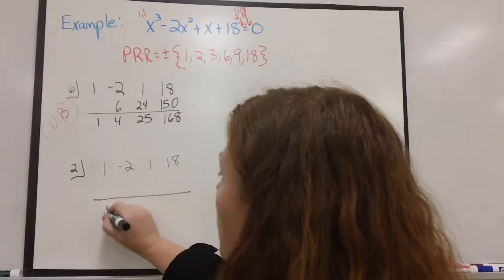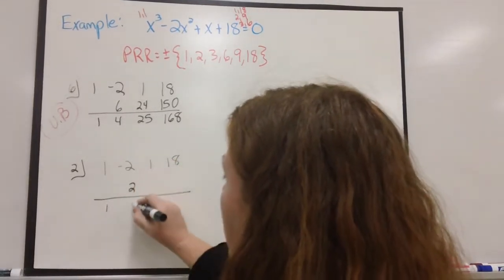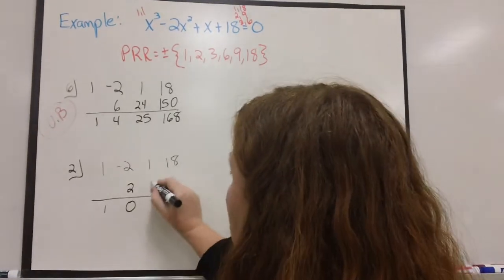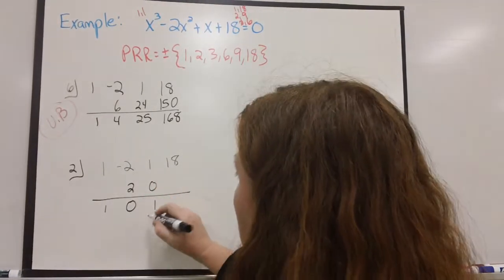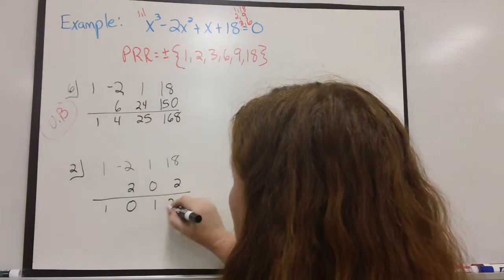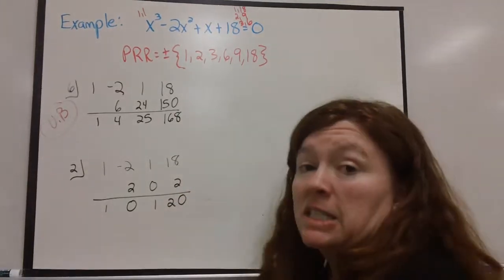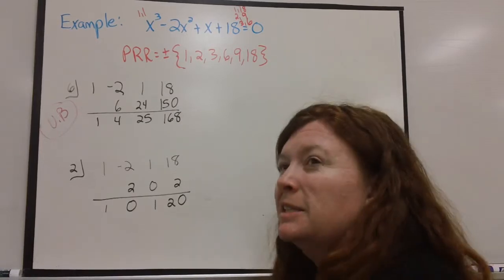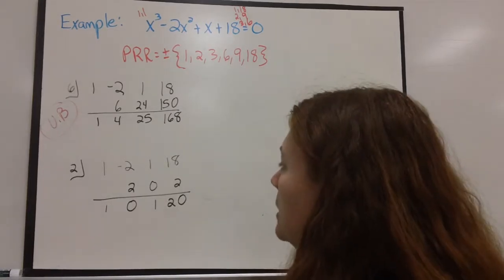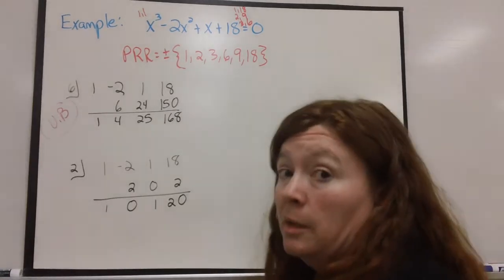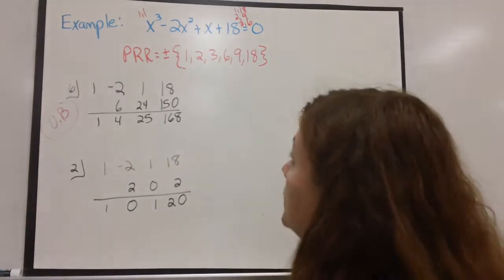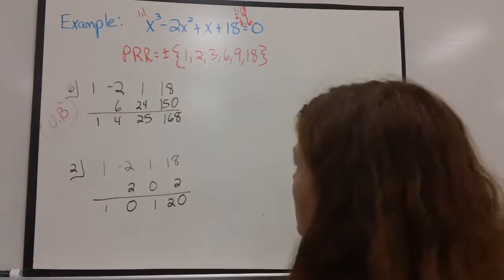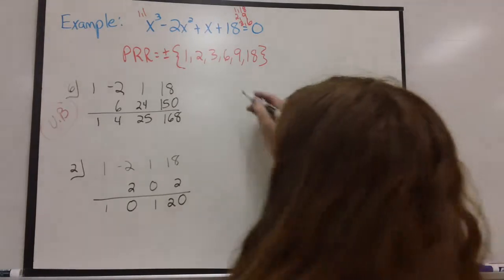All right, 1, multiply and get 2, add and get 0. Multiply and get 0, add and get 1. Multiply and get 2, add and get 20. It's not a root. And there's mixed thoughts on this, but that should be considered an upper bound. So I'm not going to do 3. Well, I only have 1 left. That's 1.